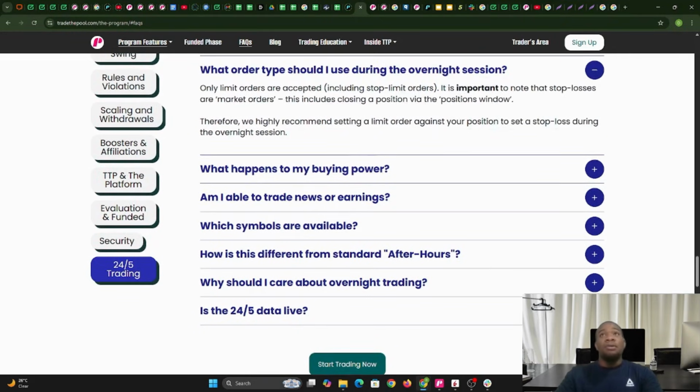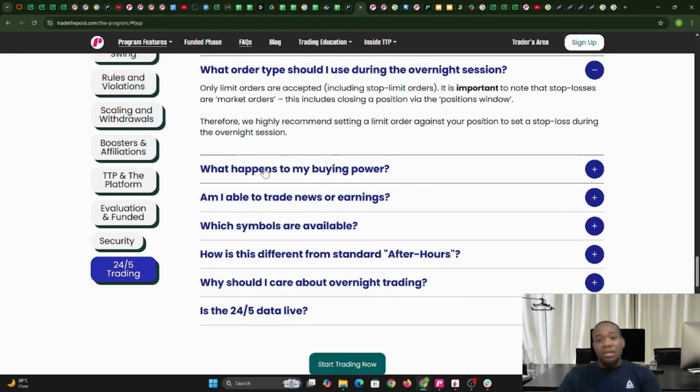Order types, as mentioned before: in the overnight session, like with the pre-market and aftermarket, you're only able to use limit orders. That includes stop limit orders. You can use that. For protection, you can't use a stop loss because a stop loss is a market order. You would have to use a limit order against the trade. So if you went long, you could put a limit order to sell, right? And that would close out a position if the trade is going against you.